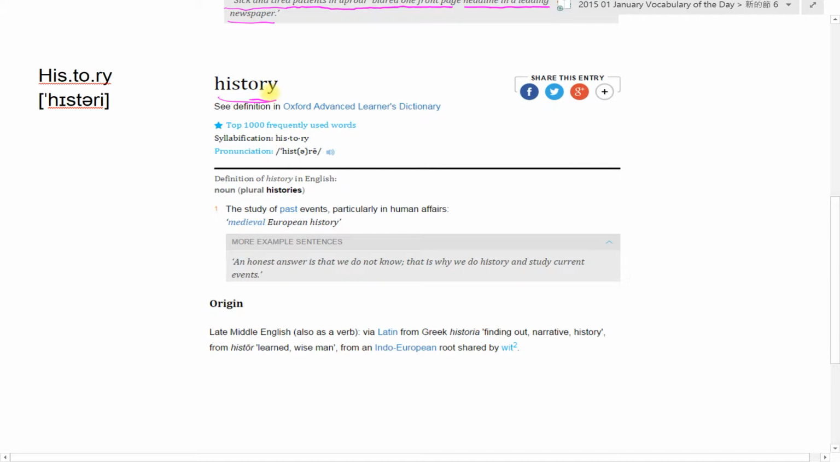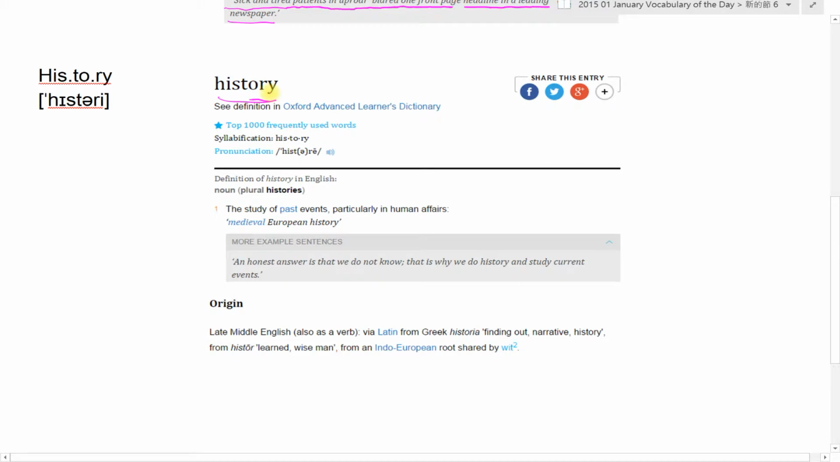Origin. Late Middle English, also as a verb. Var, Latin, from Greek. Historia, finding out. Narrative, history, from histor, learn. Wise man, from an Indo-European root shared by wheat.